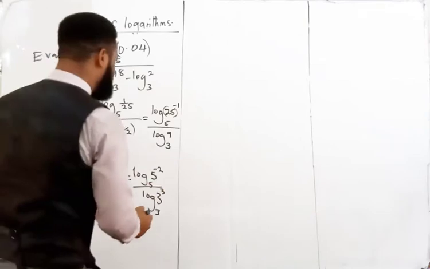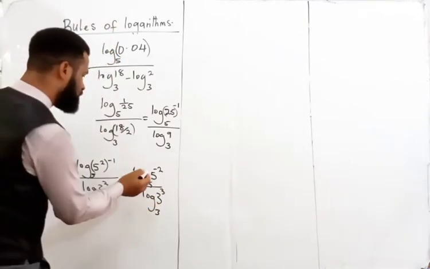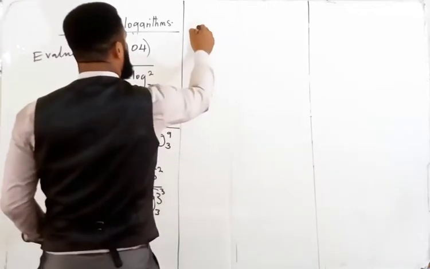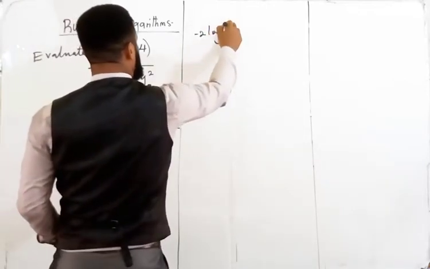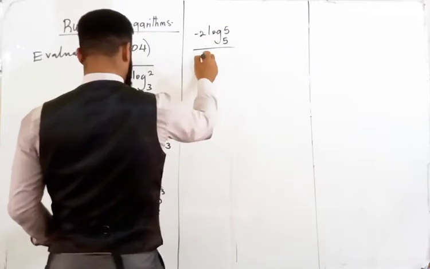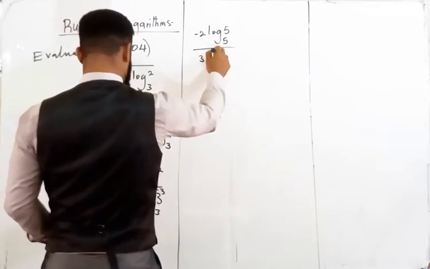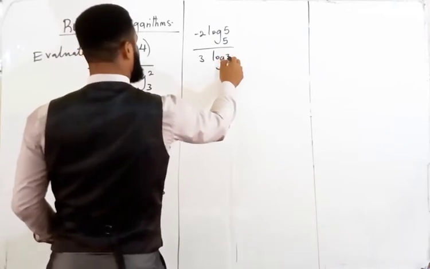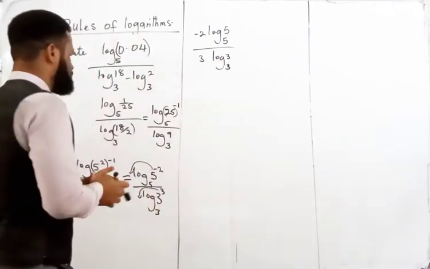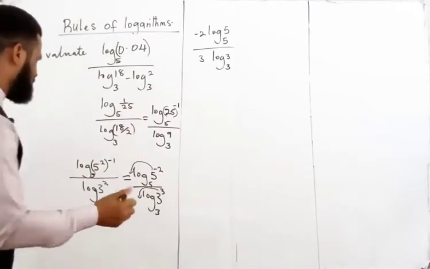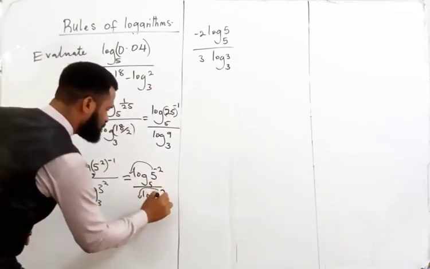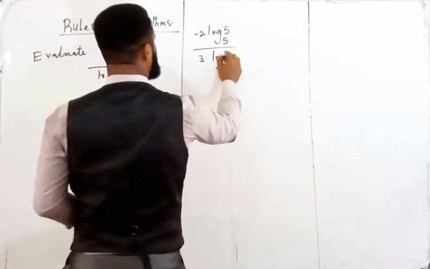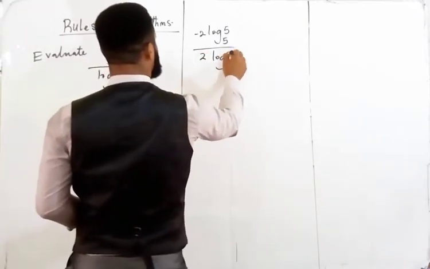So the next thing is the power of log. It will go down and multiply. This power will go down and multiply. So we have minus 2 log 5 base 5 all over 2 log 3 base 3. Okay, sorry, this should be 2, not 3. So it's 2. So this is 2 and this is 3.